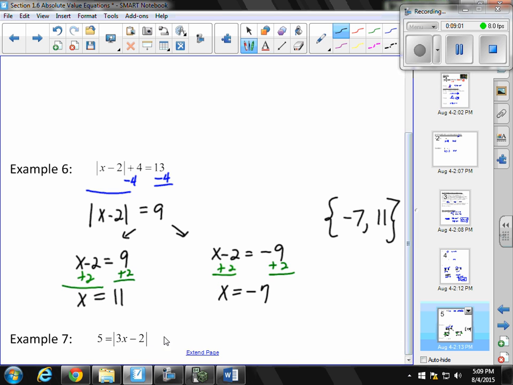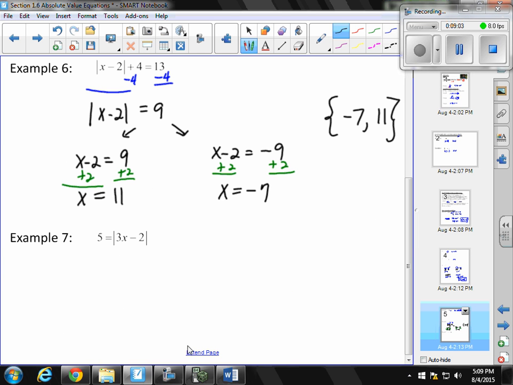And our last example, 5 equals the absolute value of 3x minus 2. Again, doesn't matter what side the absolute value sign is on, as long as it's by itself. We create our two equations, 3x minus 2, 3x minus 2, and we have 5. So we're going to have 3x minus 2 equals 5, and 3x minus 2 equals -5.